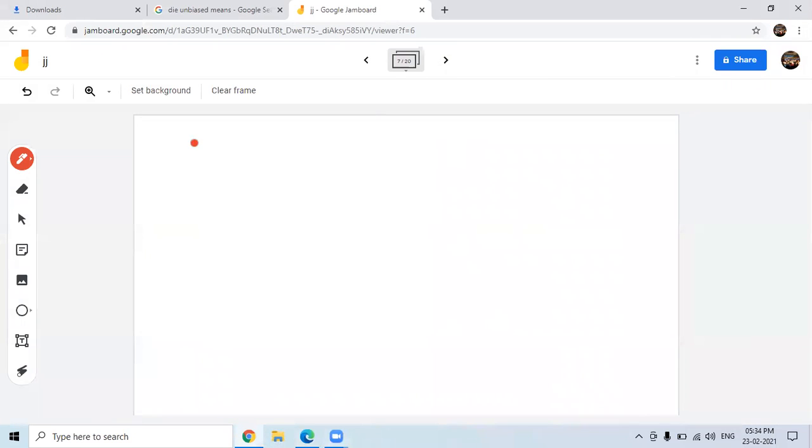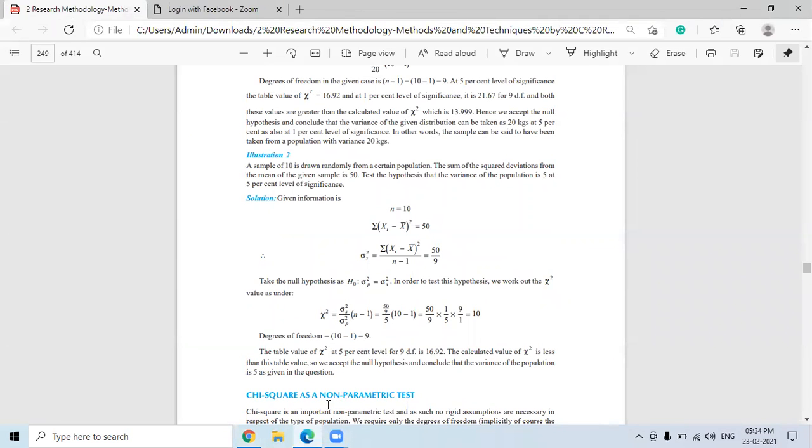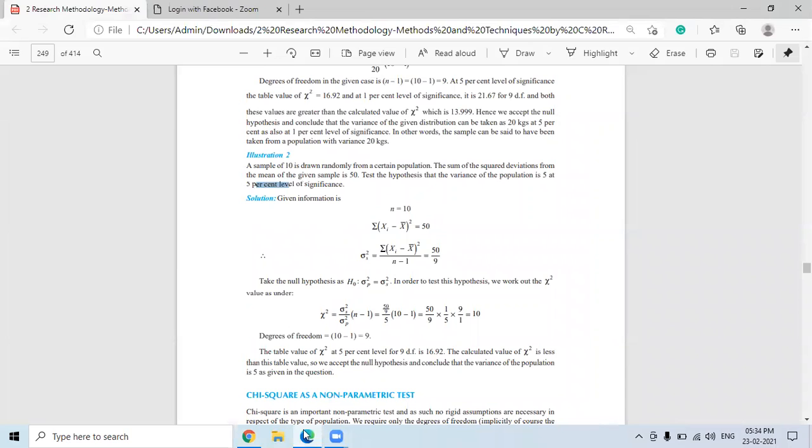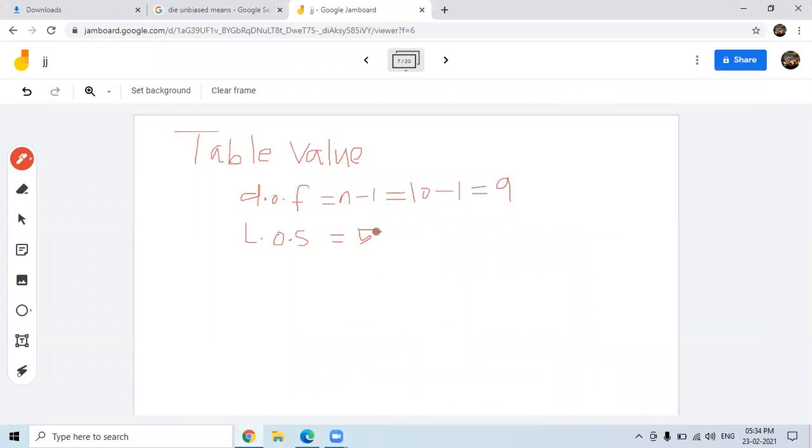Then what is the next step? You have to find the table value of chi-square. For that you need the degrees of freedom and the level of significance. What is the degree of freedom? Degrees of freedom is n minus 1, that is 10 minus 1, which is equal to 9. And the level of significance is given as 5%.